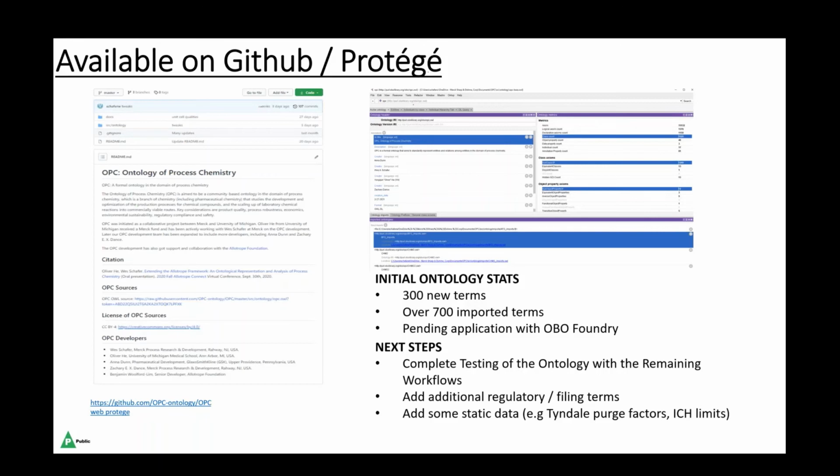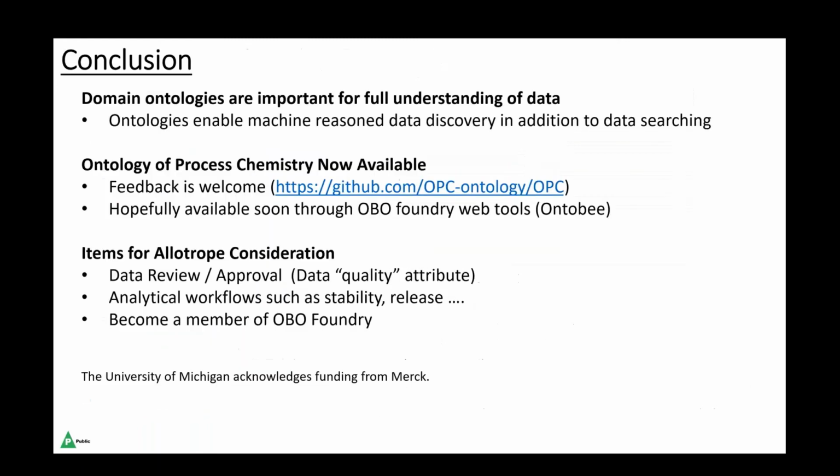We submitted an application to OBO Foundry a few days ago, and OBO Foundry has been very quick and gave us very positive feedback overall. They agree our domain is a very good one, and they gave some technical questions, which we are now addressing. Next, we want to do some complete testing of our ontology with the remaining workflows. We want to add additional regulatory and finding terms to our ontology, and we will also add some more static data into our ontology.